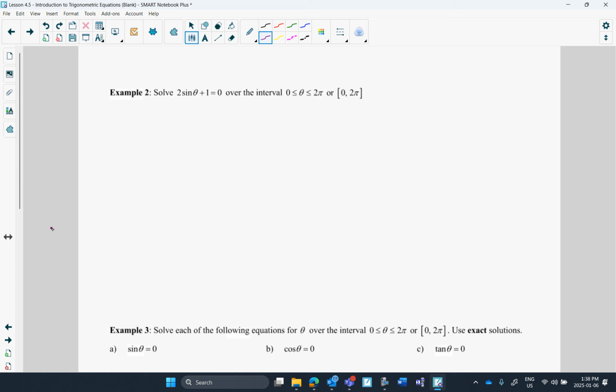Well, before we can solve it, we need to get sine theta by itself. Just like when we solve for x, we need to get x by itself. So I subtract 1 from both sides, and I get 2 sine theta is equal to -1. Divide both sides by 2, and my equation that I'm going to solve is sine theta equals -1/2.